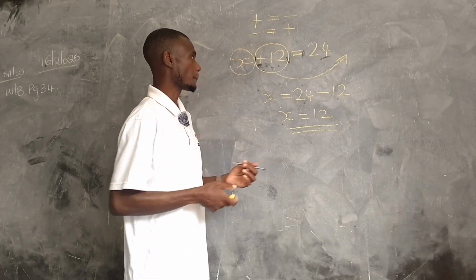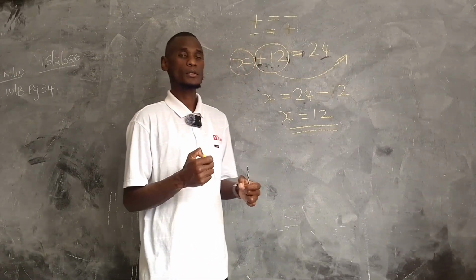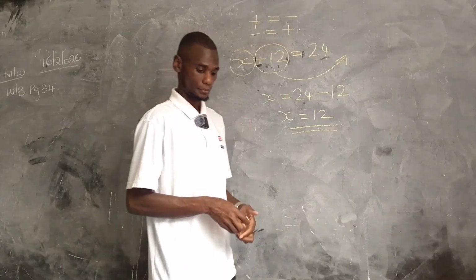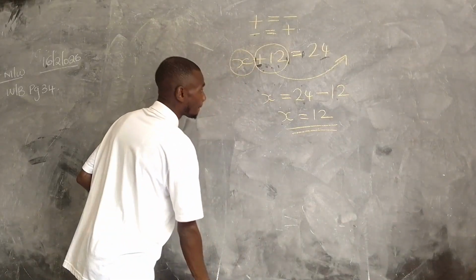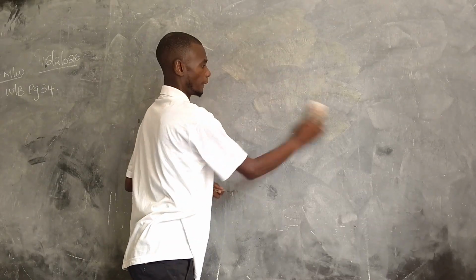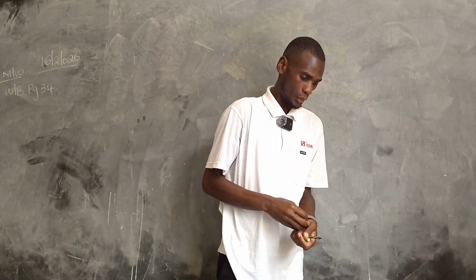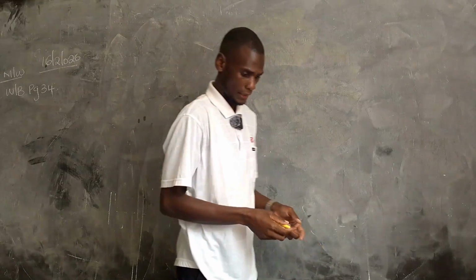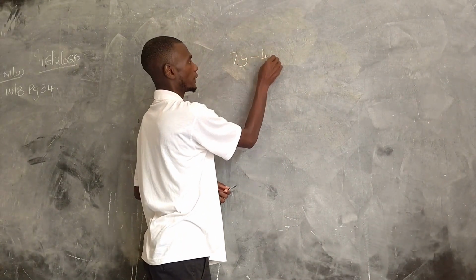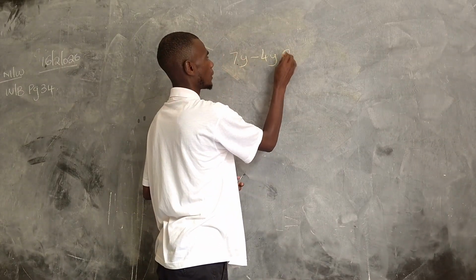So when you are solving equations, it means you are looking for the value of the unknown. Unknown is the letter itself. Now, there are quite a number of examples. So this is one of them. Let me try to look for another example. We will have one like 7y minus 4y is equal to 24.